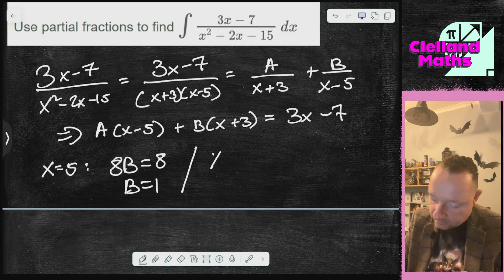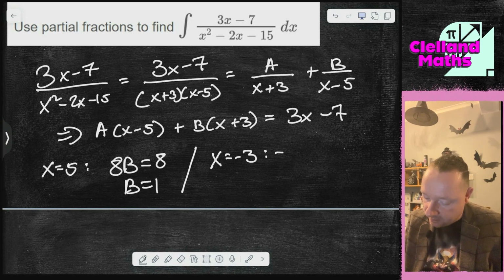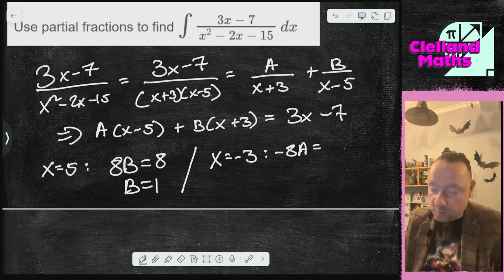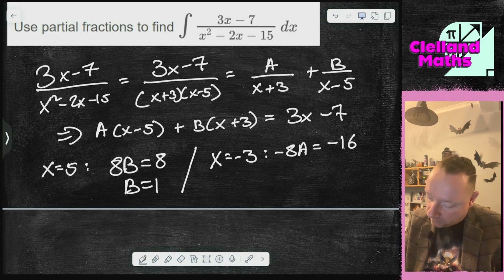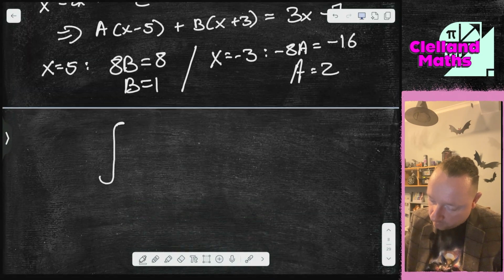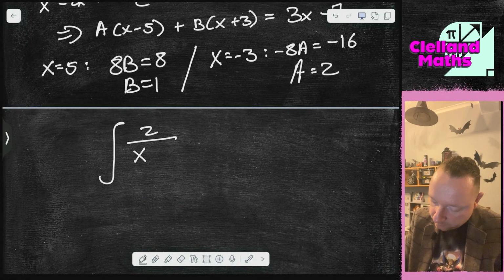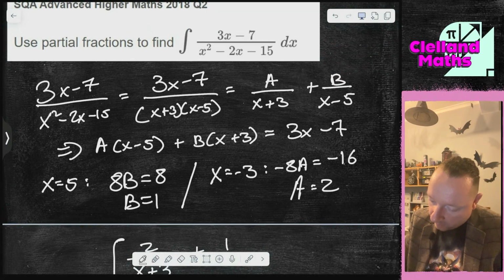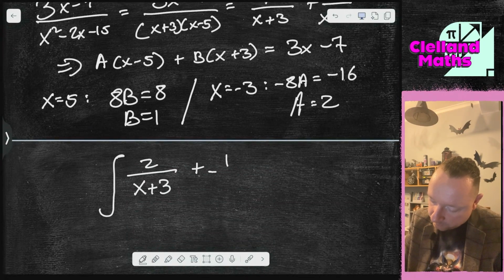Similarly, when x equals negative 3, we get negative 3 minus 5, which is negative 8, times A. 3 times minus 3 is minus 9, minus 7 is minus 16. So A is 2. So now our integral becomes 2 over x plus 3, plus B, which is 1, over x minus 5.